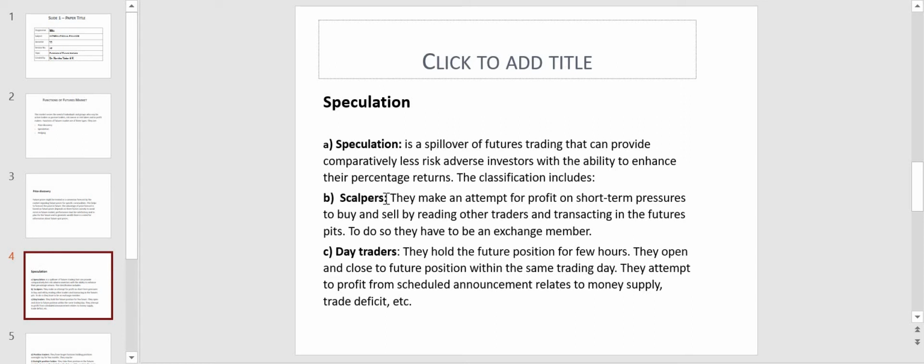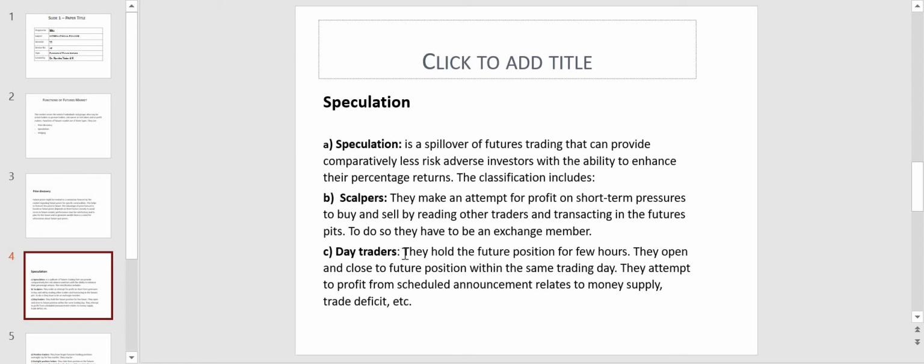So speculation will be there in different types of futures contract, and if you have to classify them, you have got something called scalpers. See, they make an attempt for profit on short-term pressures to buy and sell by reading other traders and transactions in the futures market. To make short-term gains through short-term pressures, the scalpers will see that future contracts are undertaken and short-term pressures are in a way converted into short-term profits.